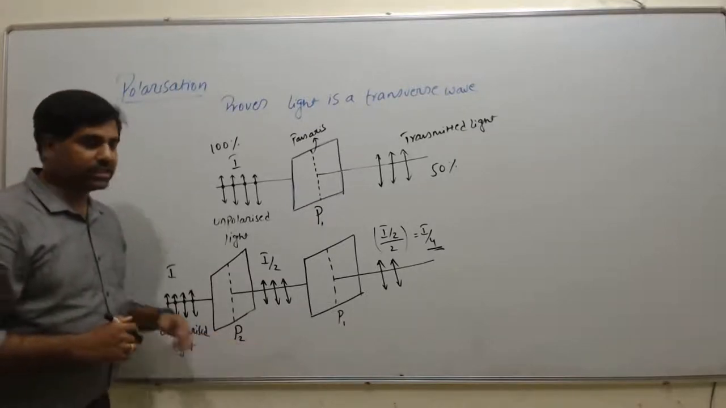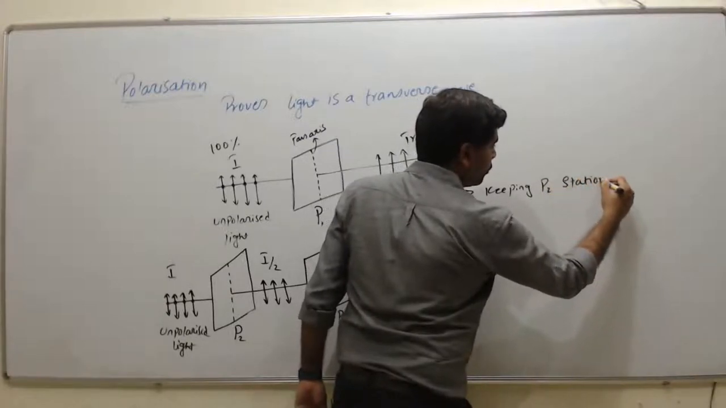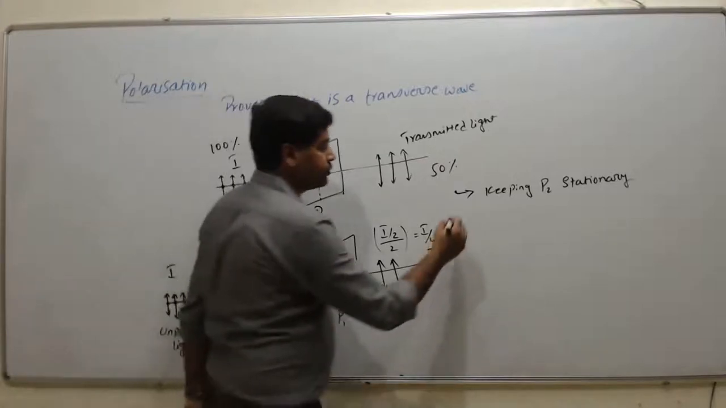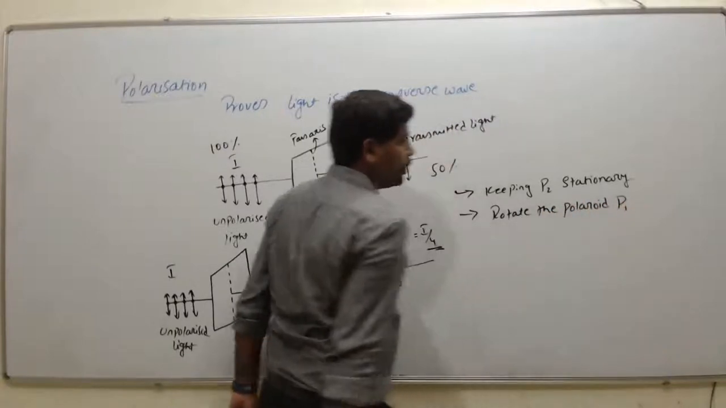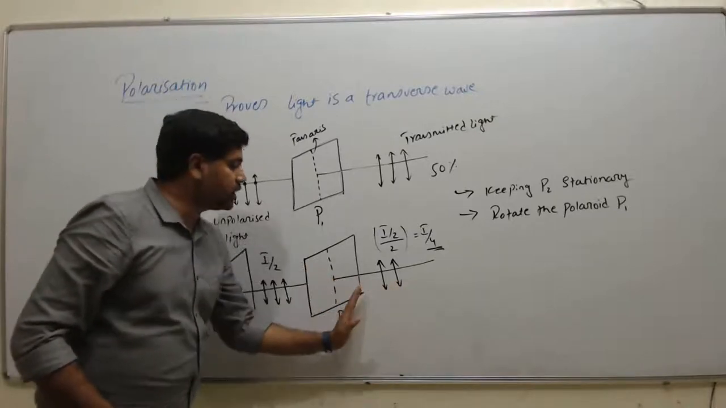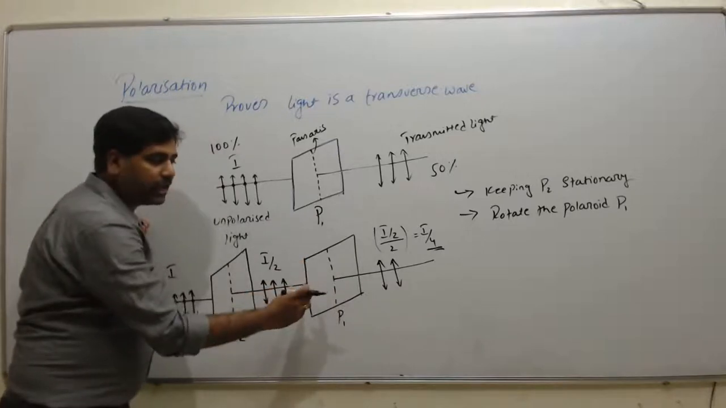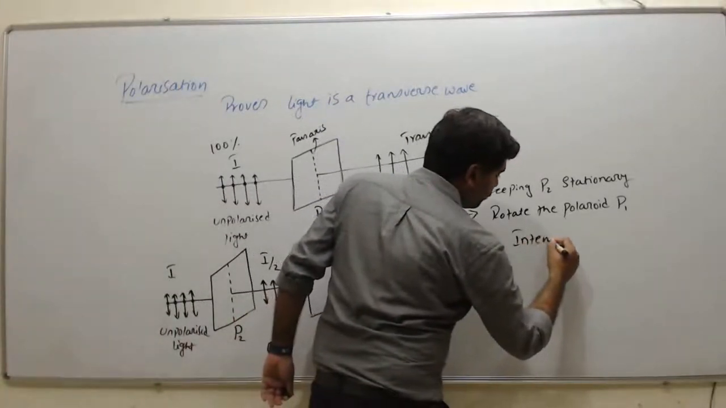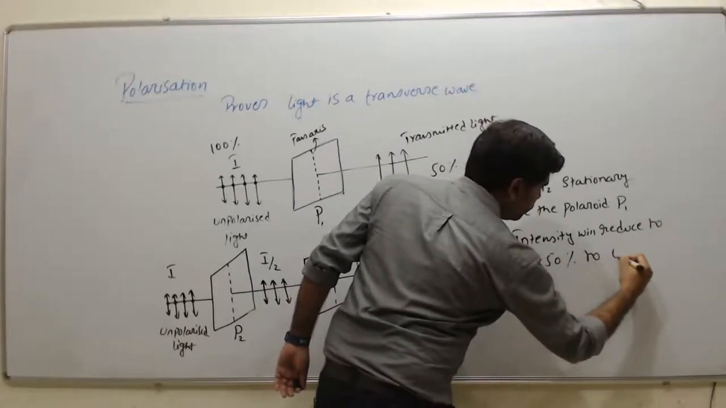Now keeping polaroid P2 stationary, that is, we are not rotating this polaroid, rotate the polaroid P1 either in clockwise direction or anti-clockwise direction. Then we observe dramatic changes in the intensity coming from polaroid P1. Here the intensity is reduced to half. If we rotate this polaroid P1, the intensity will reduce from 50% to 0.